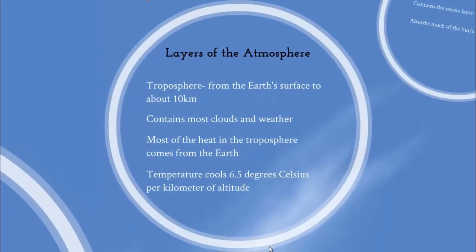So let's talk about the first one. The troposphere is our first layer, and this is where we live. We live in the troposphere, and it's from the Earth's surface to about 10 kilometers. Contains most of the clouds and weather.